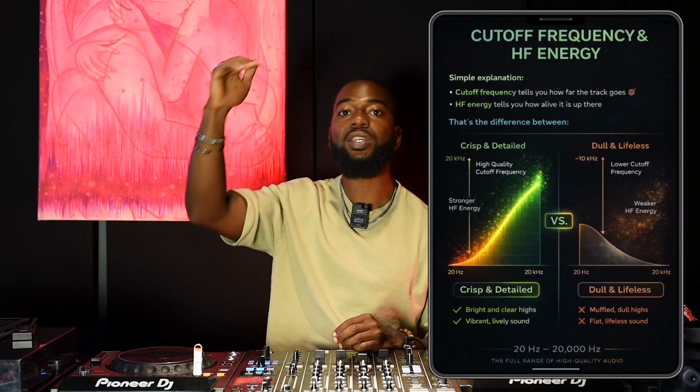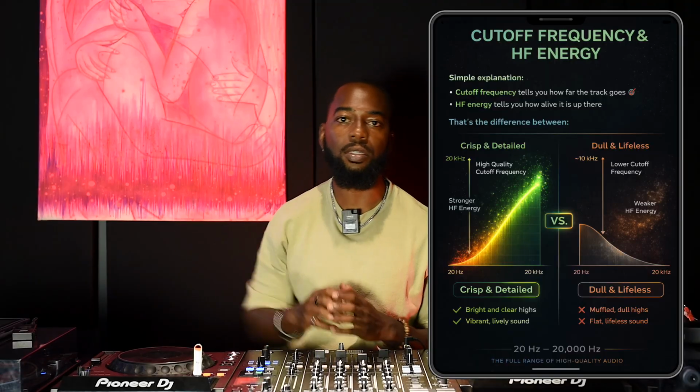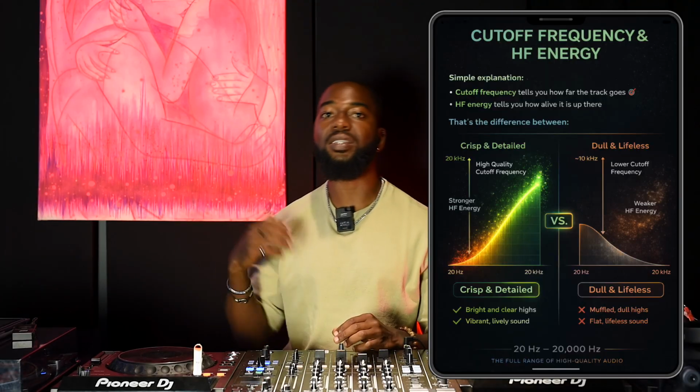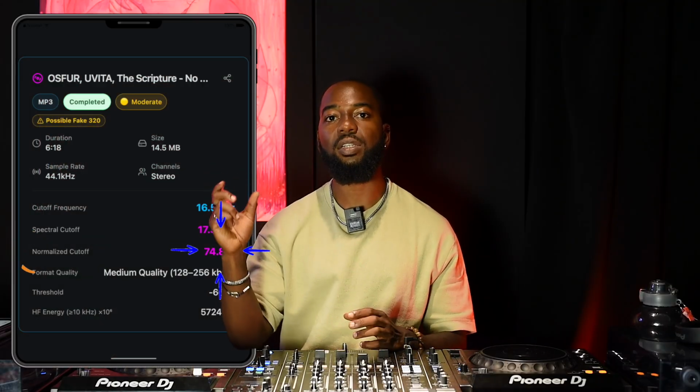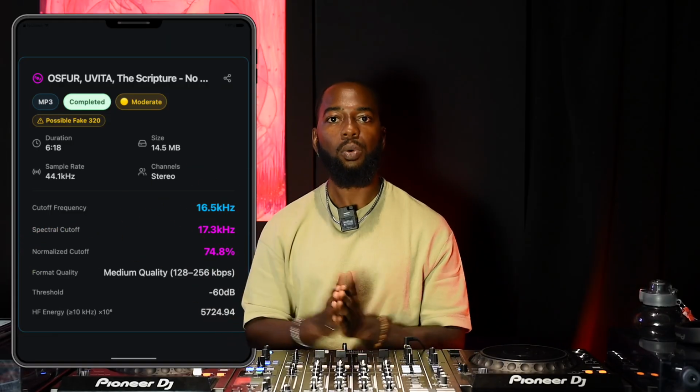High frequency energy is how detailed, how busy is it actually in those high frequencies. And that's the difference between crisp and detailed versus dull and lifeless. And if you're not a nerd, we can just look at that percentage. And that percentage is essentially a quality score. So you might see like 92%, 85%, whatever.